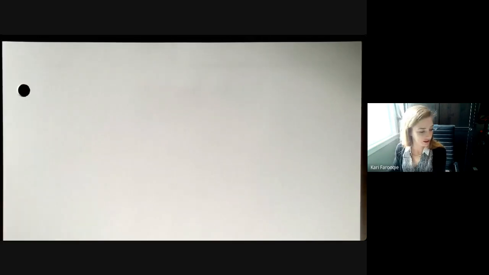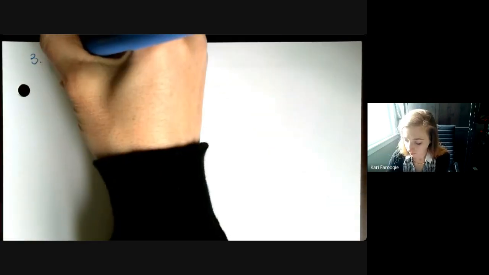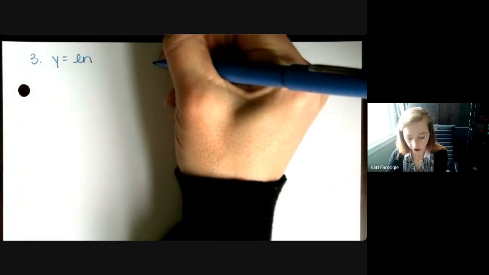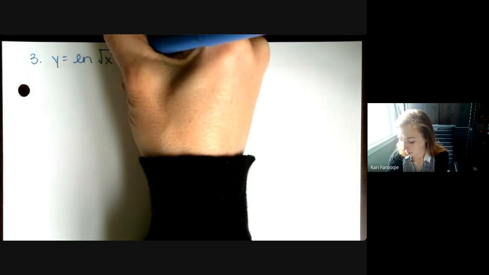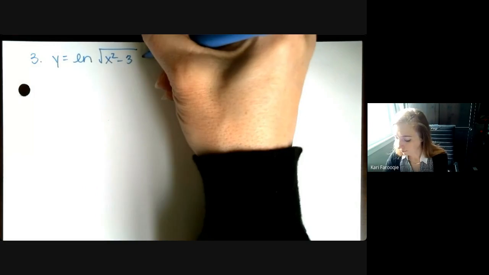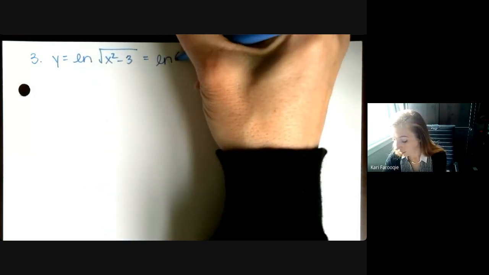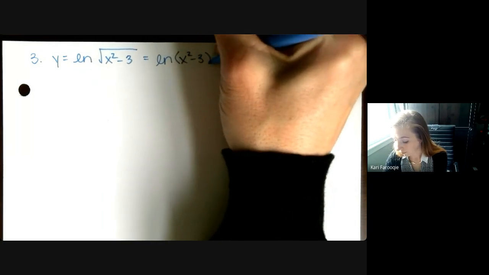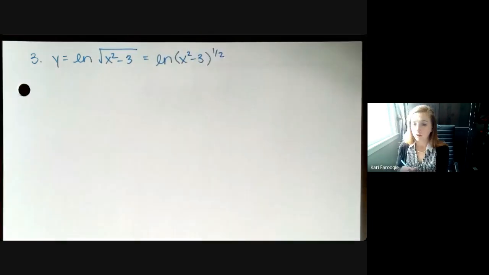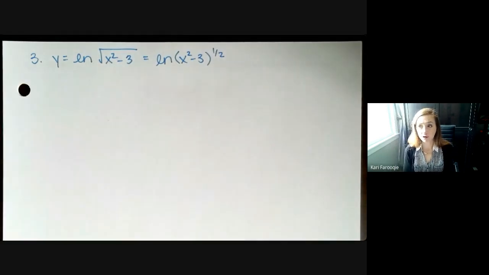Okay, so let's see. Example 3 would be y equals the natural log of the square root of x squared minus 3. Now, this is another one that we can rewrite. Usually when we're taking derivatives, we rewrite radicals to rational exponents anyway. So the expression under the radical is what's being taken to the 1/2 power.